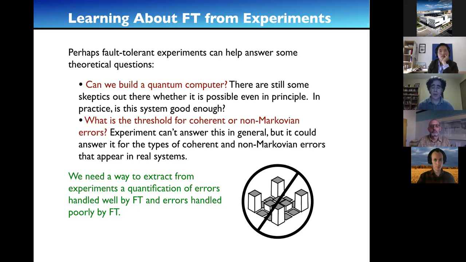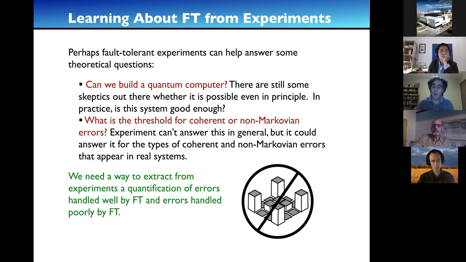So for instance, by handled well, I mean things like depolarizing errors or other stochastic errors, where we expect the fault tolerance to take care of them in a certain way. Okay, but again, the coherent errors, they might be more of a problem. Correlated errors might be a problem. And there might be some other things like that that are not handled as well.